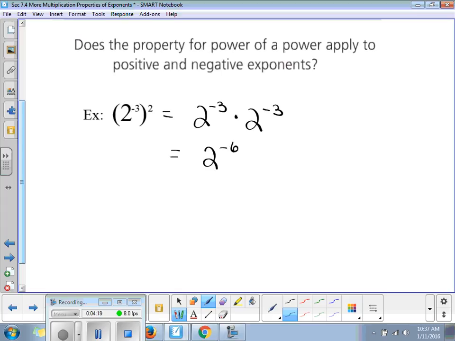So you can see negative 3 times 2 is negative 6. Is that simplified, by the way? No, what do I have to do to it? You need to flip it. Very good. So then this would end up 1 over 2 to the 6th. And if it said simplify, you would multiply it out, right? If it said write it using one exponent, then that's how you would write it. Or one base, you would write it like that.